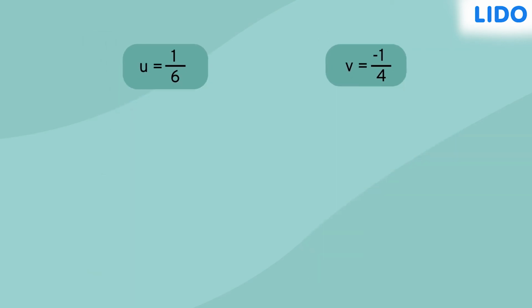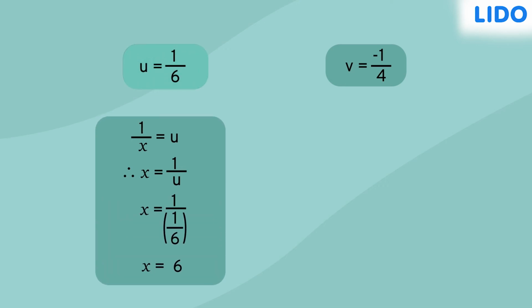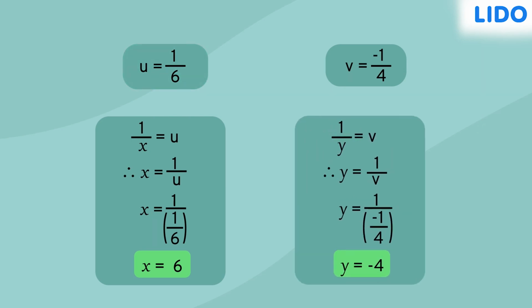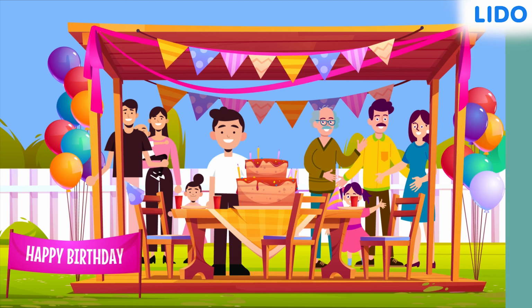We know 1 over x equals u. Therefore, x equals 1 over u. Now, let's substitute the value of u in the equation. Hence, we get the value of x as 6. Similarly, the value of y will be equal to negative 4. So, we've solved for x and y in a smarter way without many calculations involving fractions, LCM, and all those things.